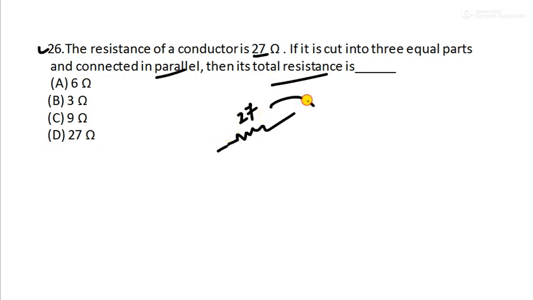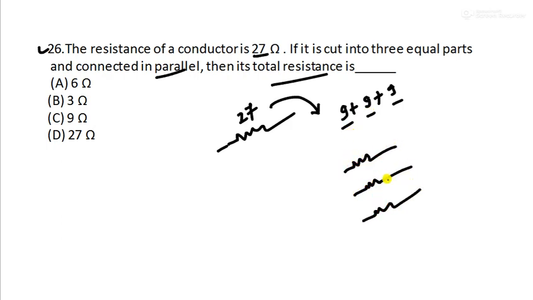It is cut into three equal parts, means what? 27 by 3 means it is 9 plus 9 plus 9. Three equal parts means 9, 9, 9, and now they are in parallel, so 9 parallel 9 parallel 9. Okay, now what they have asked, total resistance. What will become total resistance?